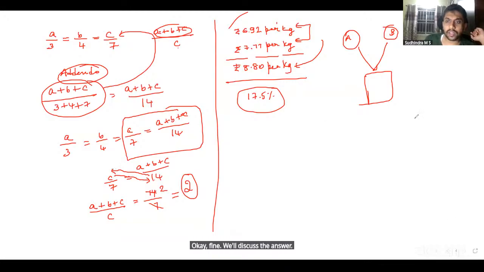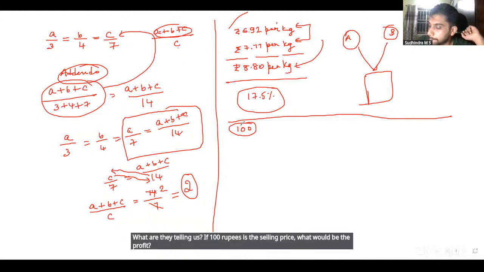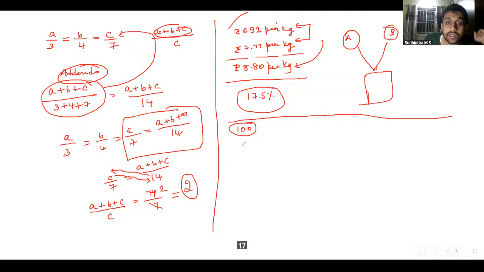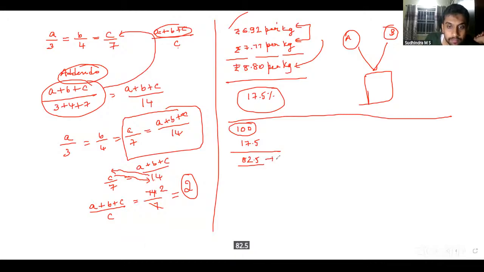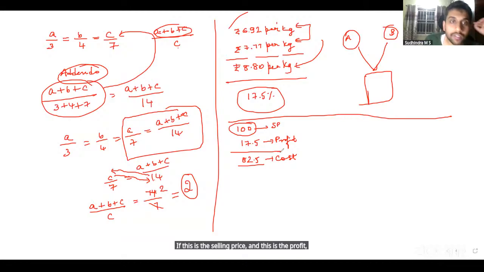Now, what are they telling us? If 100 rupees is the selling price, what would be the profit? 17.5, because they are telling profit is 17.5% on selling price. If 100 rupees is the selling price, 17.5 rupees is the profit, meaning 82.5 rupees is the cost.